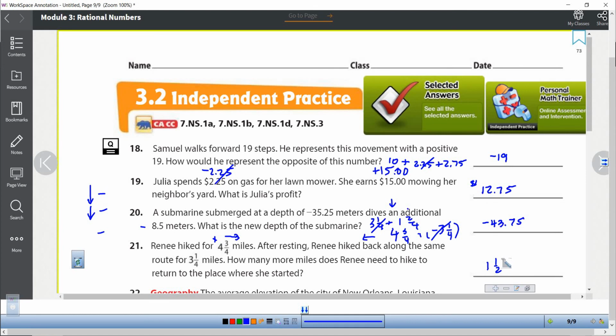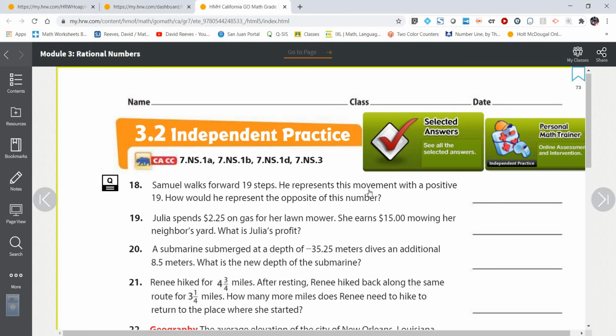All right, so that's how you add rational numbers. Again, rational numbers can be written as fractions, as mixed numbers, or as decimals.